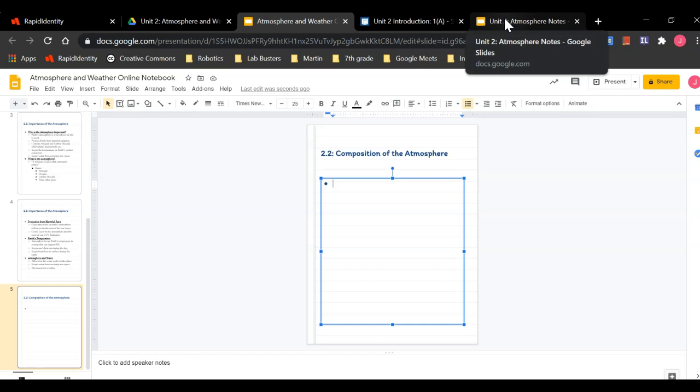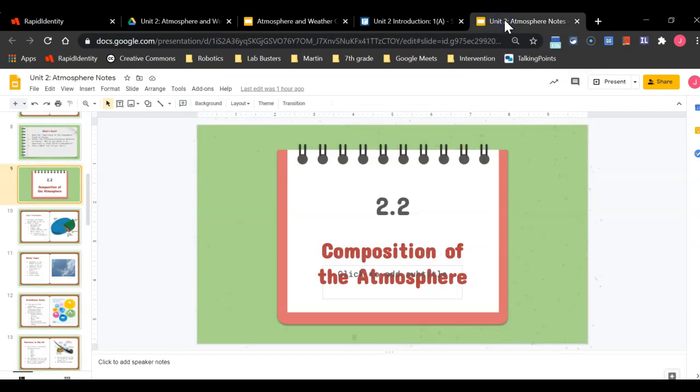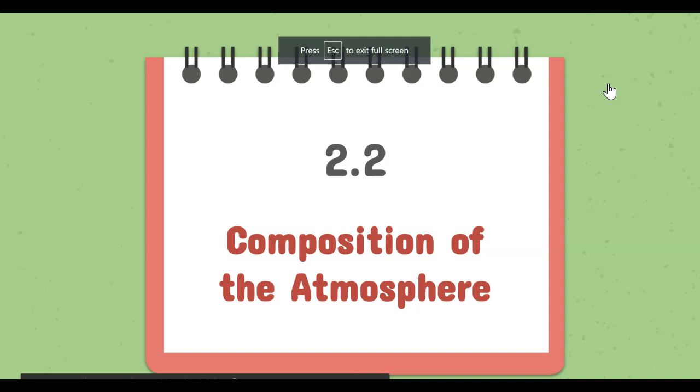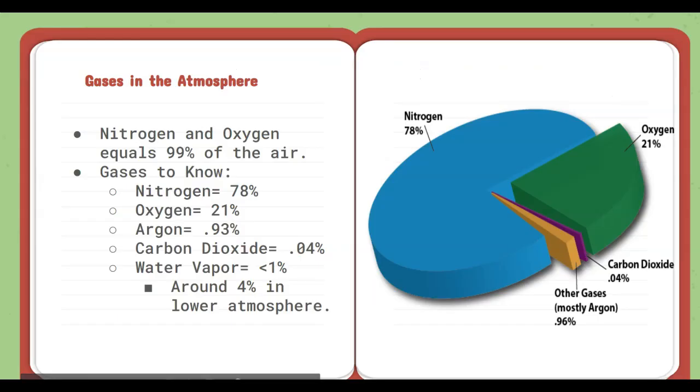You do whatever makes you happy and whatever will help you with studying these notes down the road and accessing them. So let's take a look at the composition of the atmosphere of Earth. Yesterday we talked about the types of gases that make up the atmosphere. We listed nitrogen, oxygen, and carbon dioxide, but I do want to go a little bit farther in detail with regards to the gases that make up Earth's atmosphere.